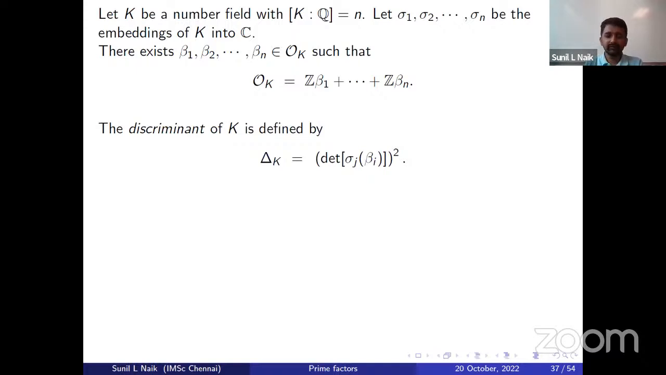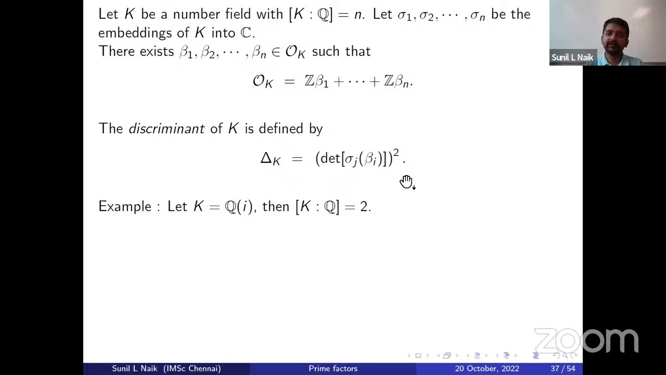The discriminant of the field K is defined by the square of the determinant of the n cross n matrix whose ij-th entry is equal to sigma j of beta i. And this is independent of the choice of the basis beta 1, beta 2, ..., beta n.